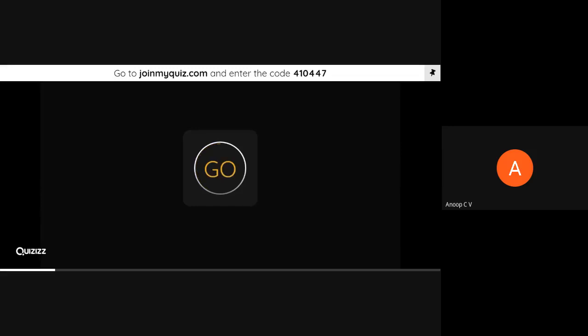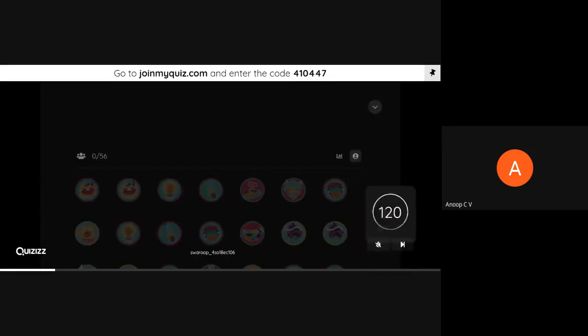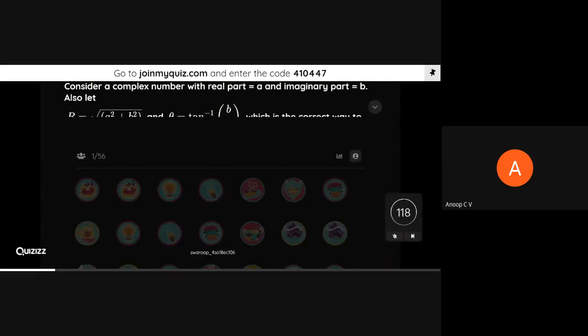So I've provided a time limit for each question. The first question is: consider a complex number with real part equal to a and imaginary part equal to b. Also let r equal the root of a square plus b square and theta equal tan inverse of b by a. Which is the correct way to represent the complex number? I've given some 3, 4, 5 options. You have to choose which is the correct way to represent that complex number.